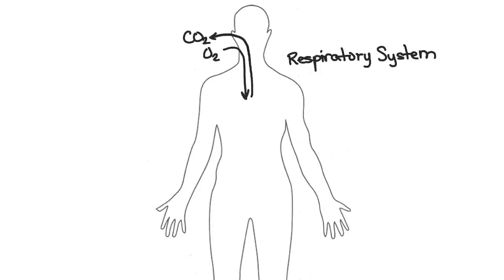So in multicellular organisms, that's where tissues and organ systems come into play, because that is going to enable you to move material into and through different parts of the body. The first organ system that we'll look at is the respiratory system, which is responsible for bringing oxygen into the body and removing carbon dioxide.